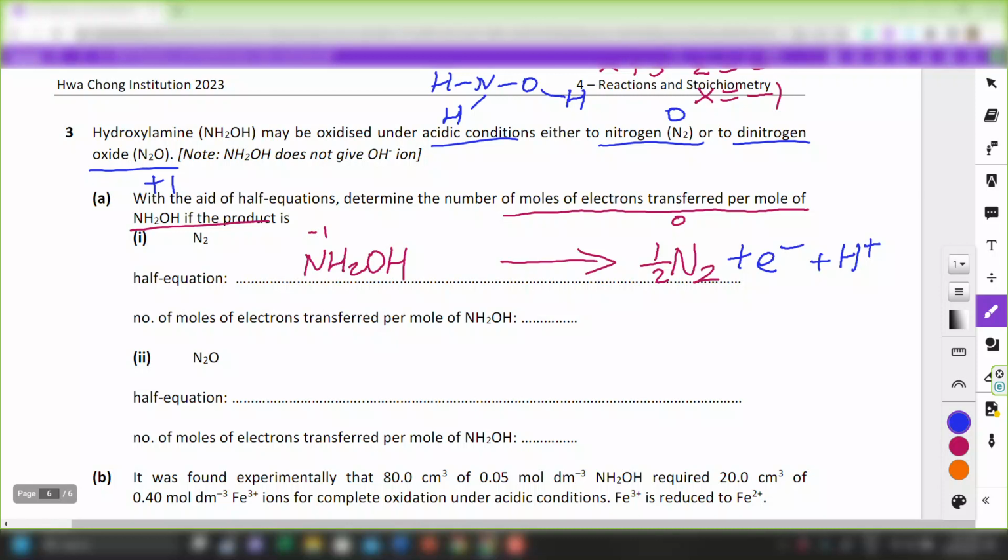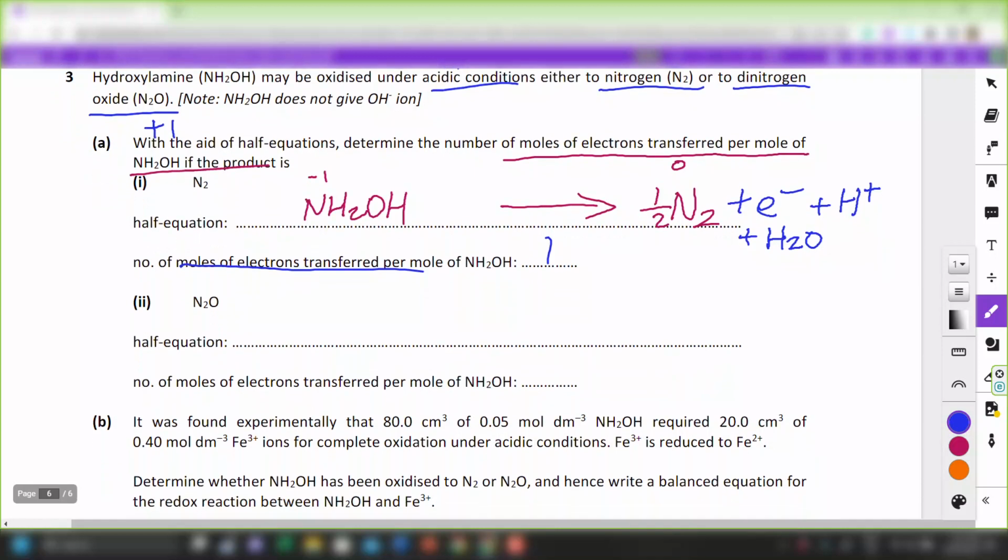So the total number of H on the left is 3, O is 1, on the right H is 1, no O. So I just need to add 1 water molecule to balance off the O and the H. So the number of moles of electron transferred per mole of hydroxylamine is 1 in this case, so we give out 1 electron.